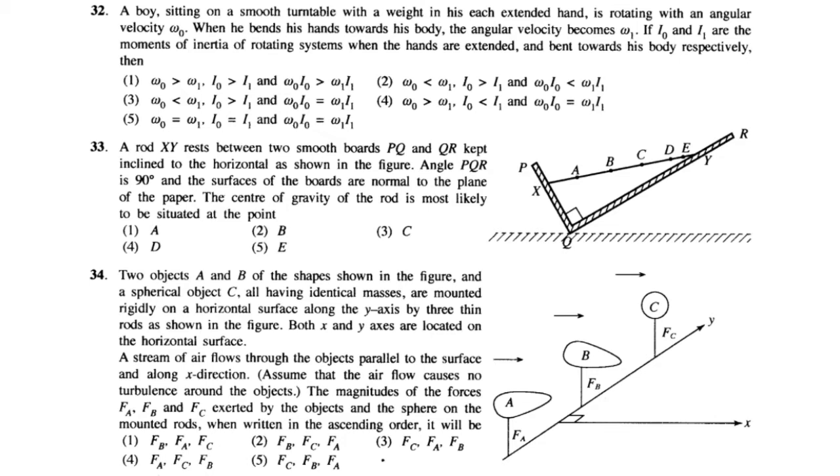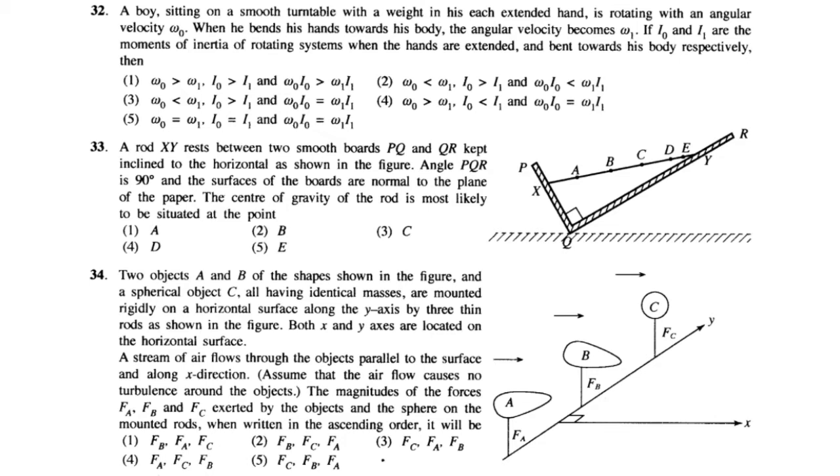Now, when you compare the two instances, at the first instance, the boy has stretched his hands. So then the distance from axis of rotation to the mass is more. That is, R is more, R squared is more. So I, the moment of inertia, is more. When you compare the two occasions, I naught is greater than I1.